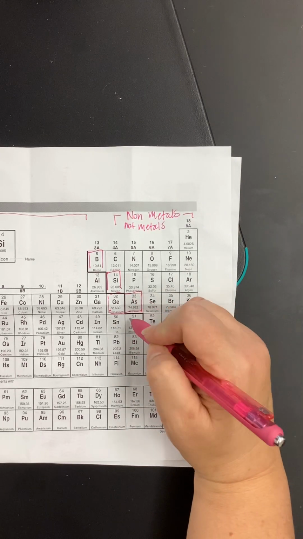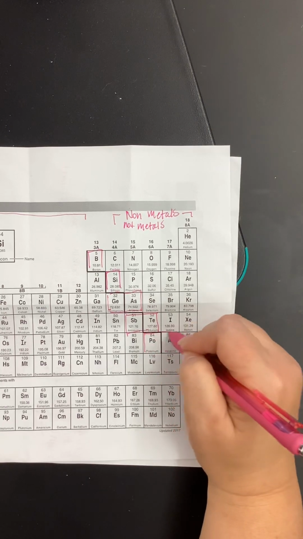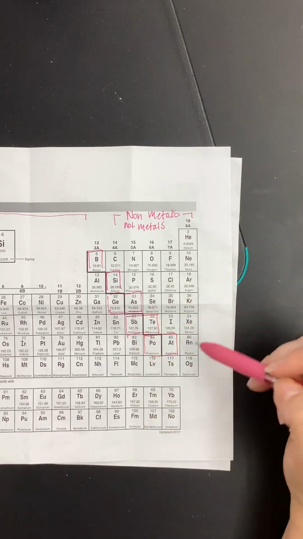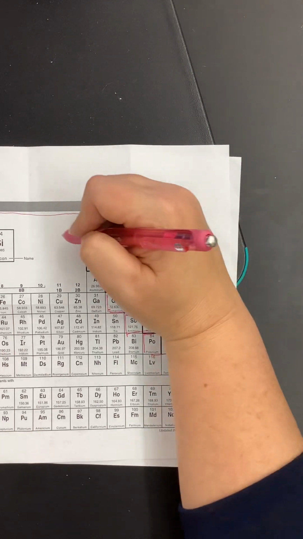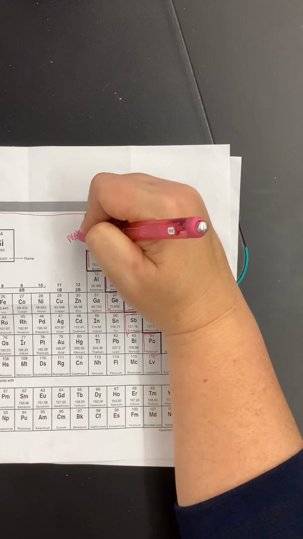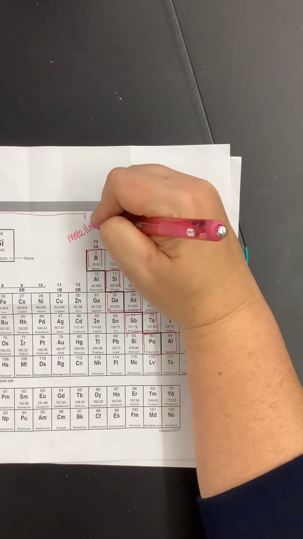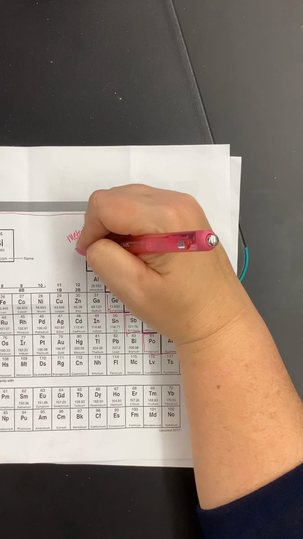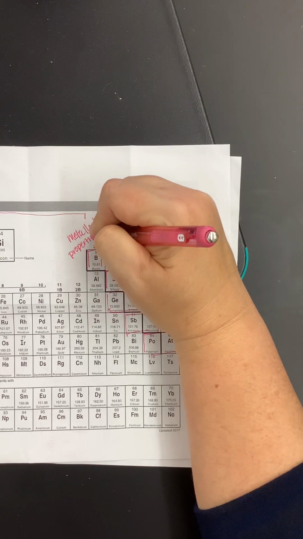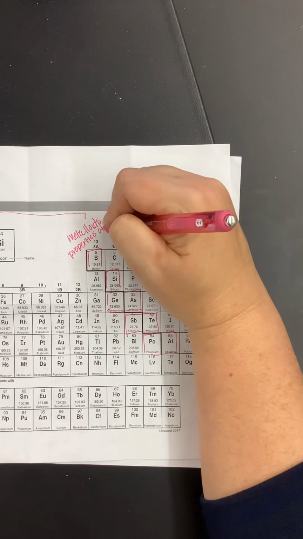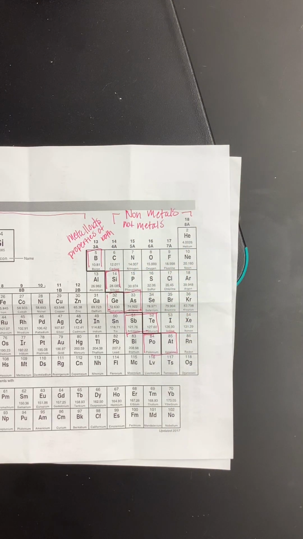And then here are the rest of our metalloids. So 1, 2, 3, 4, 5, 6, 7, 8 metalloids. And they have properties of both the metals and the non-metals, okay?